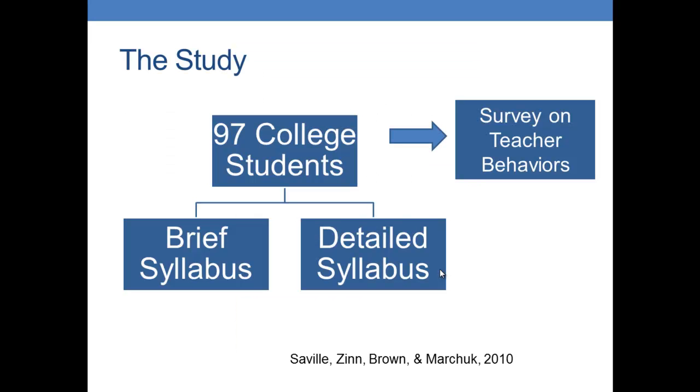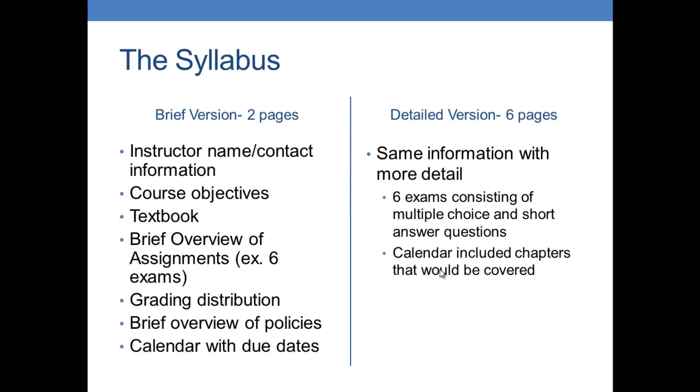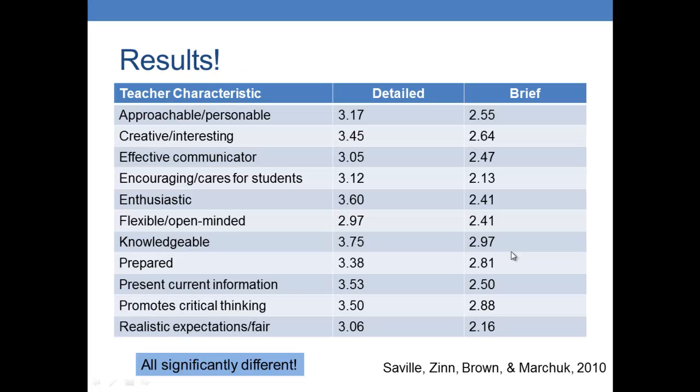What they did was compare a brief syllabus to a more detailed syllabus, and then students completed a survey. And here's an example of the differences between the brief versus the detailed syllabus. The brief one, which was only 2 pages, had all the same information as the detailed version, except for a little bit more specificity. Over here, it would tell you what the exams consisted of, what topics would be covered. Over here, it would be much more general in nature. And again, these were all significantly different.